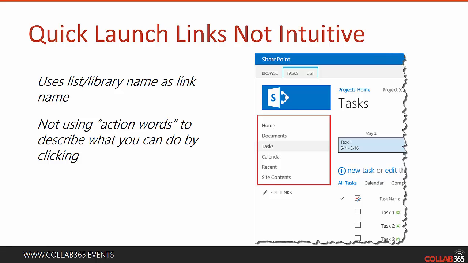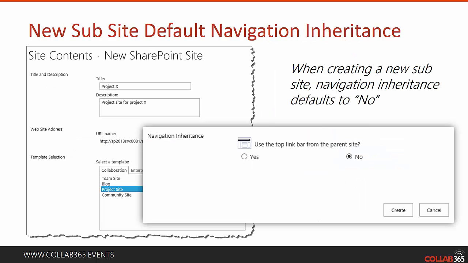The quick launch links that get created when you create new content areas are not intuitive. It typically just uses the list or the library name as the link name, and I prefer to use action words in my quick launch links to kind of describe what you can do rather than just say documents. Well, okay, that's not very intuitive. Maybe add a link that says view all documents and another one that says upload a document or add a new document. Just using more action words to describe, and we'll see that in the demo later, how we've revamped that quick launch to be a lot more intuitive.